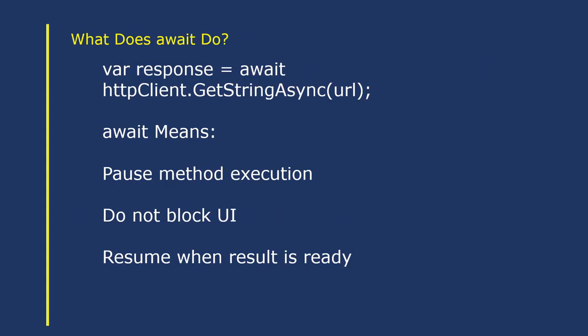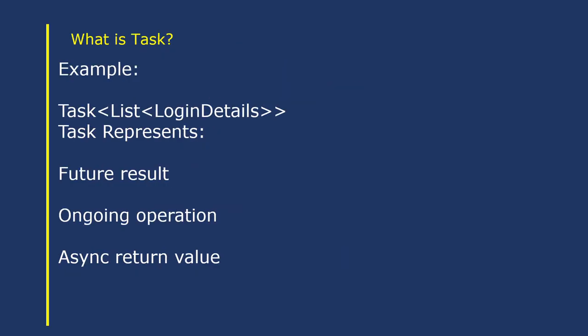A task represents an operation that will complete in the future. Instead of returning the result immediately, it returns a promise that the result will be available later. Our API service methods return Task<List<T>> because API calls are time-consuming operations. Using async ensures the UI remains responsive while waiting for the response.